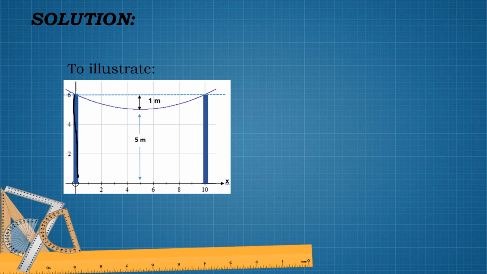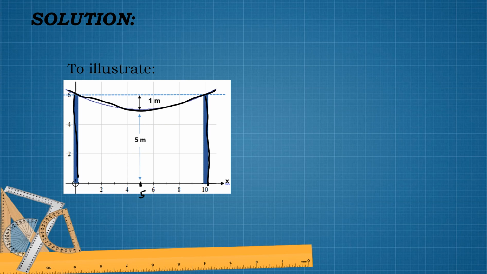This one, and this is the second post. So this is the decorative light bulb, and this one is parabolic in shape. If we're going to check the vertex, we're going to divide this into two. So we're going to find the middle of the two posts, which is located here at 5.